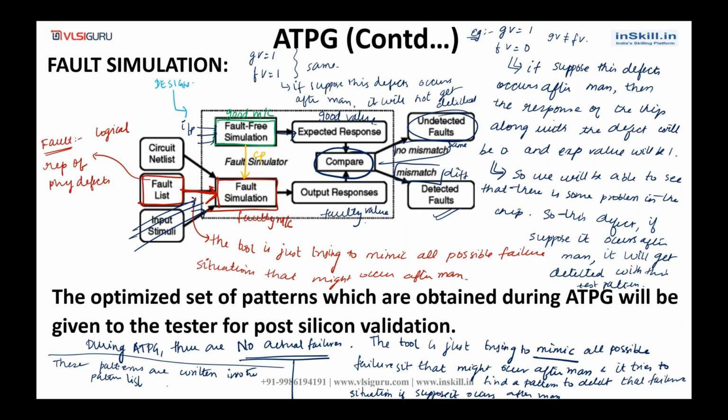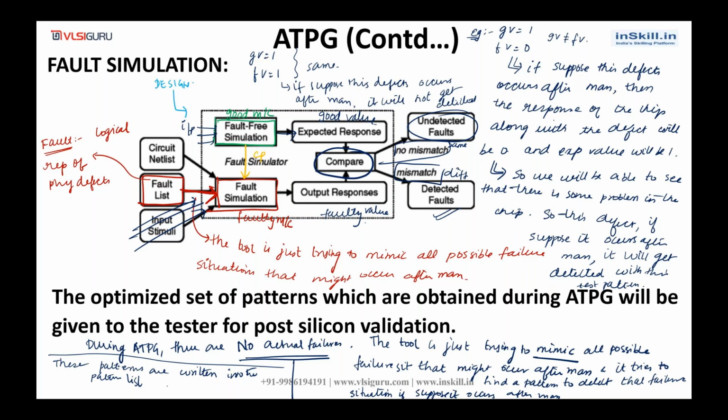ATPG is actually a very vast topic. We will cover fault simulation once again in detail during ATPG, with the help of a few examples. Then we will see topics like fault classes, fault categories, and fault models, that is stuck-at, transition delay, path delay, and IDDQ. These fault models we will be covering. And in the ATPG labs, we will be doing coverage analysis and coverage improvement.